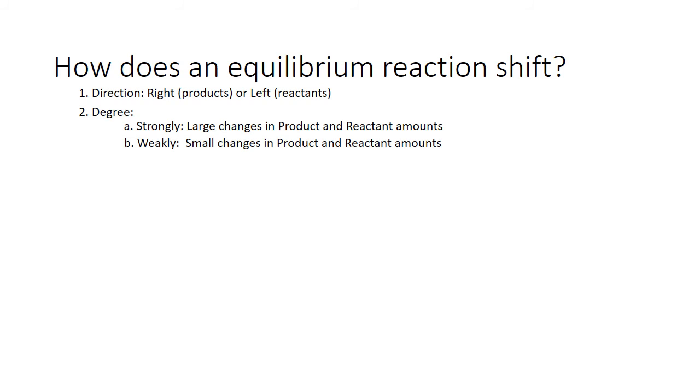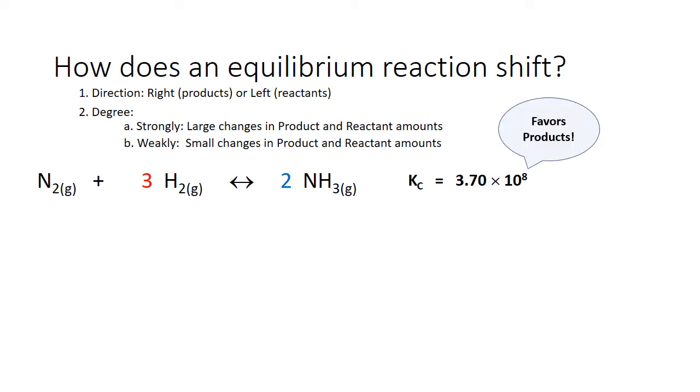Let's continue to explore how chemical reactions shift as they attain equilibrium with a familiar example. This, again, is nitrogen gas and hydrogen gas combining to make, at equilibrium, NH3. The equilibrium constant, K sub C, is a very large number. Again, this tells us that this is a reaction that favors the formation of products. In other words, at the end, once equilibrium is reached, we expect to see a lot of products around.